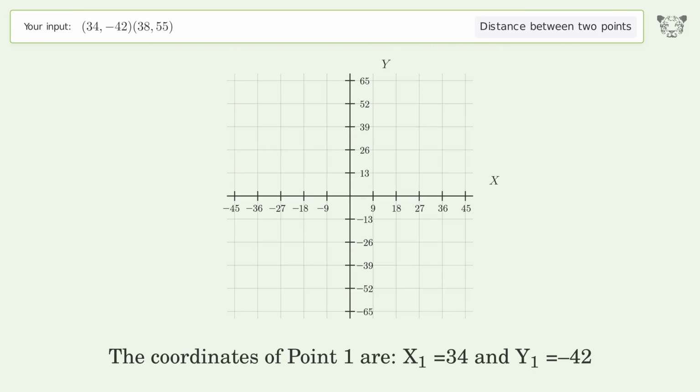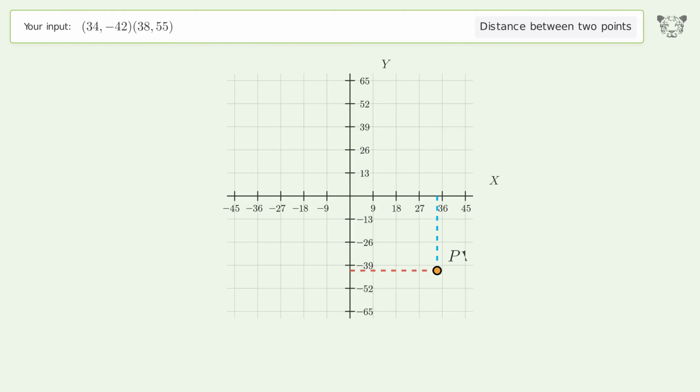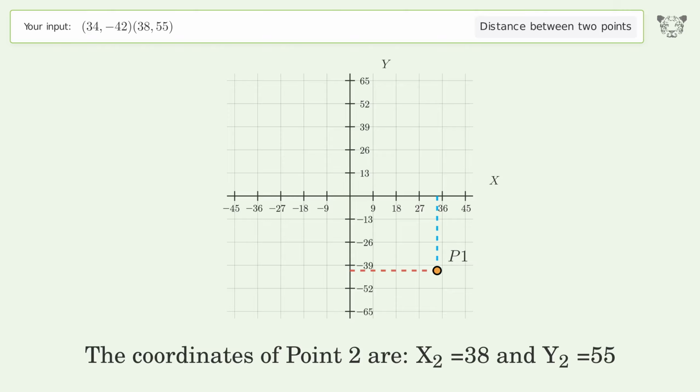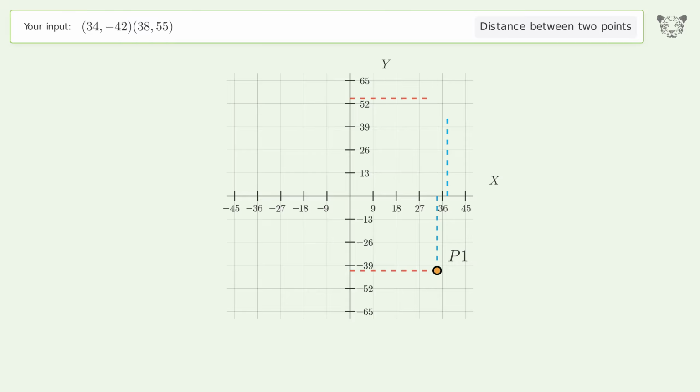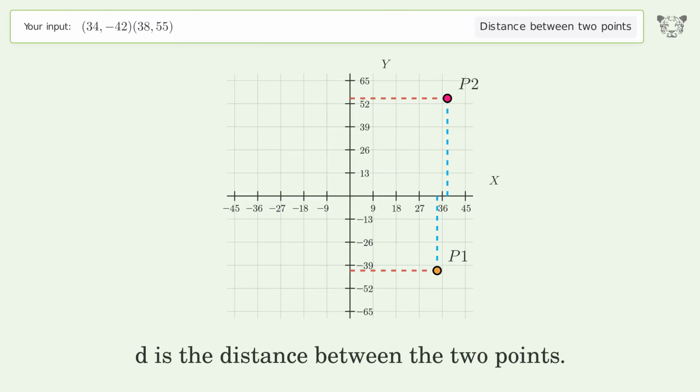The coordinates of point 1 are x1 equals 34 and y1 equals negative 42. The coordinates of point 2 are x2 equals 38 and y2 equals 55. D is the distance between the 2 points.